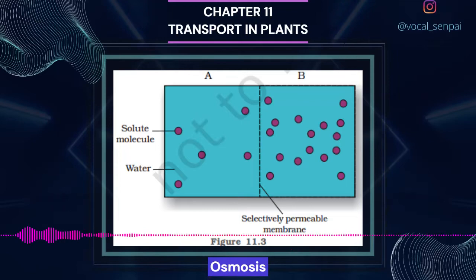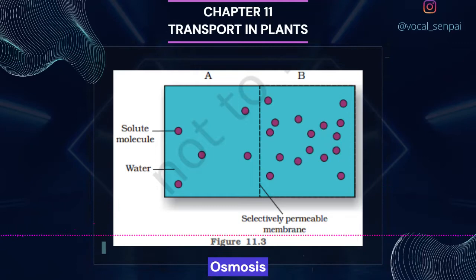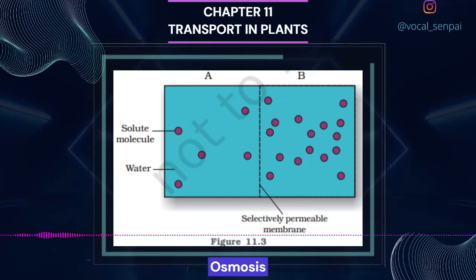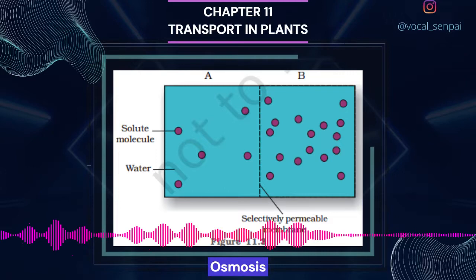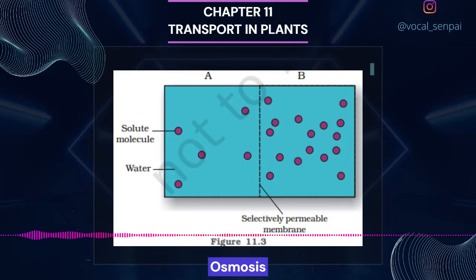A. Solution of which chamber has a lower water potential? B. Solution of which chamber has a lower solute potential? C. In which direction will osmosis occur? D. Which solution has a higher solute potential? E. At equilibrium, which chamber will have lower water potential?